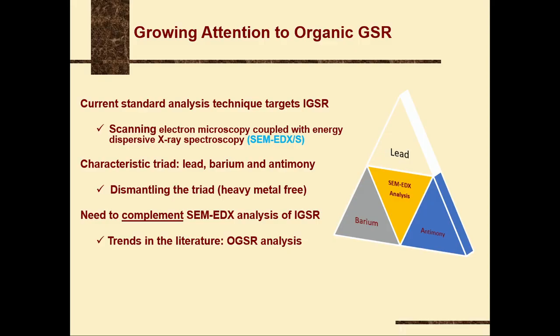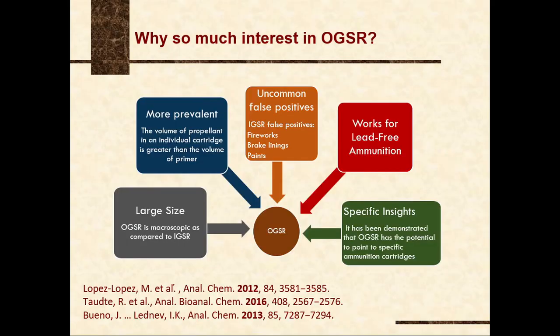But the main reason why researchers are more and more interested in the organic component of gunshot residue is because, first of all, organic particles are much larger, and by mass or by volume, the organic component is also much larger and dominates the gunshot residue which is formed. And at the moment, no false positives based on environmental contaminants are known for organic gunshot residue particles. And of course, it works for lead-free ammunition. And because of the complex chemical composition of organic particles, many researchers are looking at the possibility to link organic particles to specific ammunition.